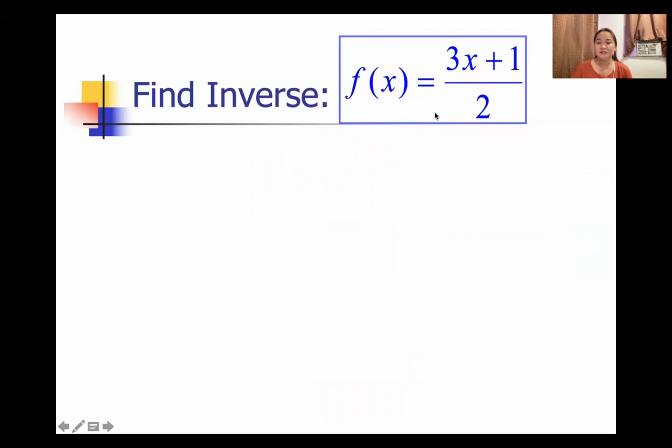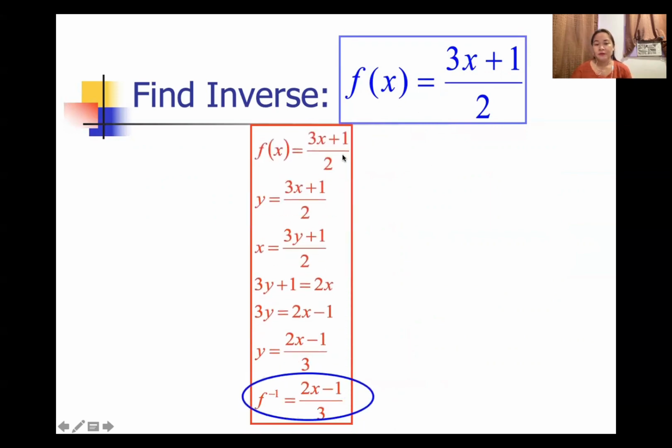Another, find the inverse. f of x equals 3x plus 1 over 2. Here are the steps. First, replace f of x by y. So y equals 3x plus 1 over 2. Then interchange x and y. So x equals 3y plus 1 over 2. Then after that, since we have division, the opposite is multiplication. So multiply both sides of the equation by 2.